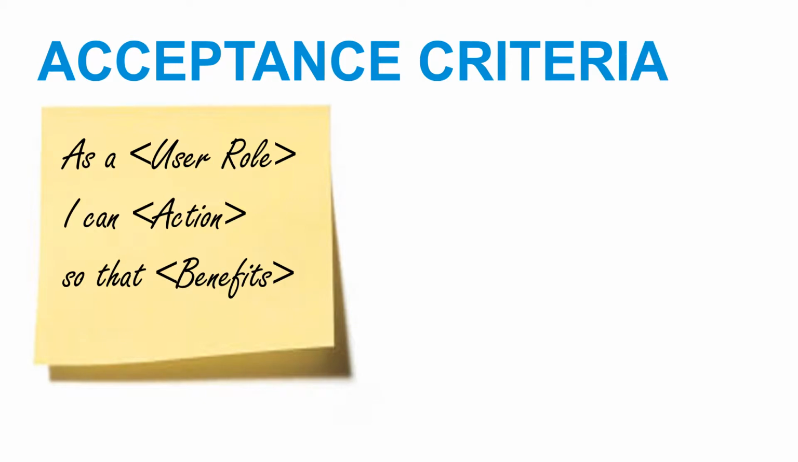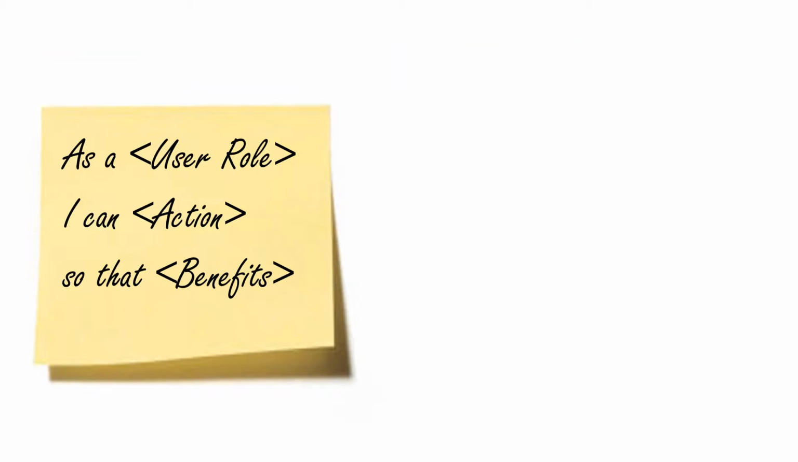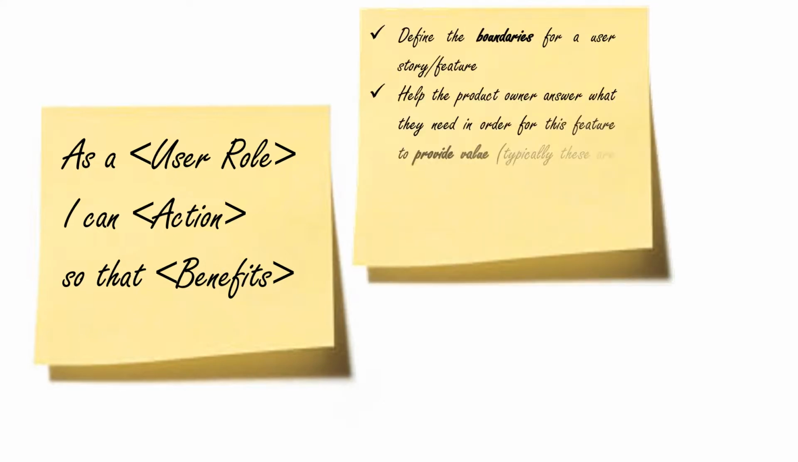Acceptance criteria are an integral part of user stories. When they pass, we know the story is complete and functions as expected. The main scope of acceptance criteria are: define the boundaries for a user story or feature. Help the product owner answer what they need in order for this feature to provide value. Typically these are the minimum functional requirements.